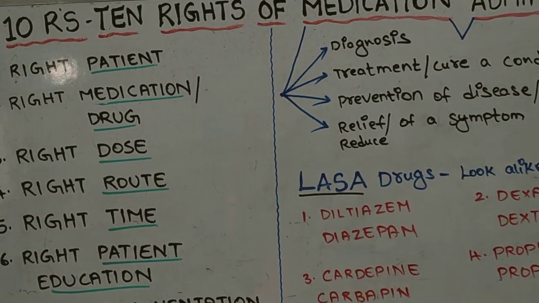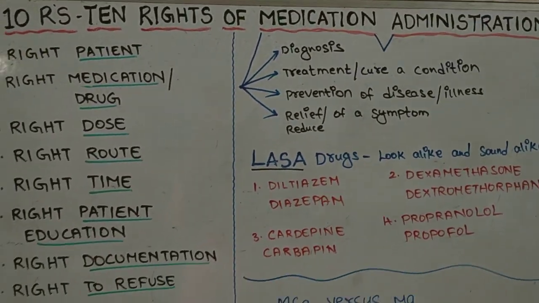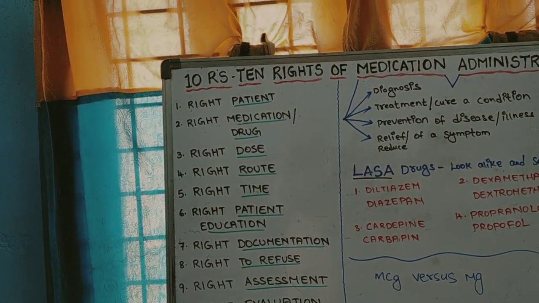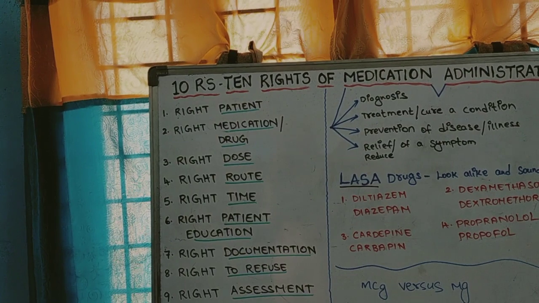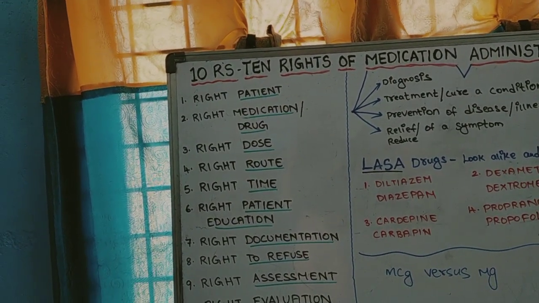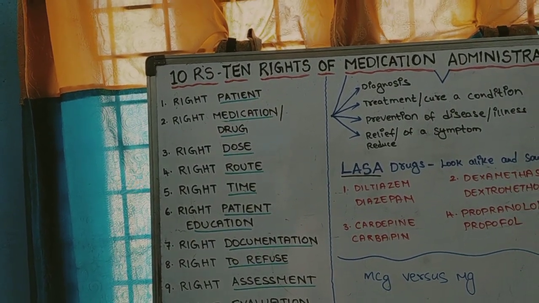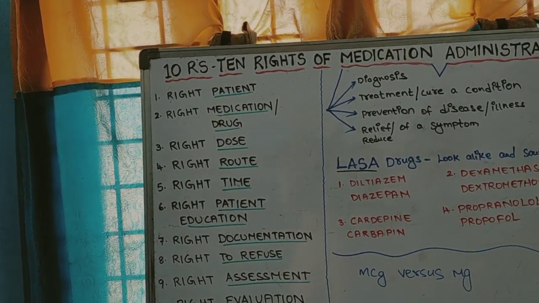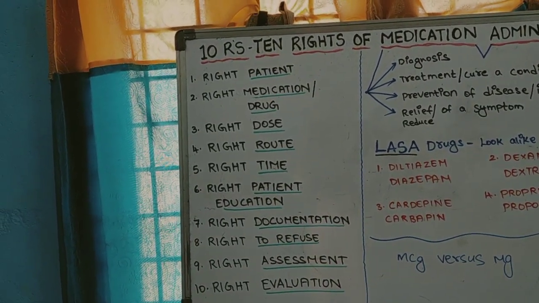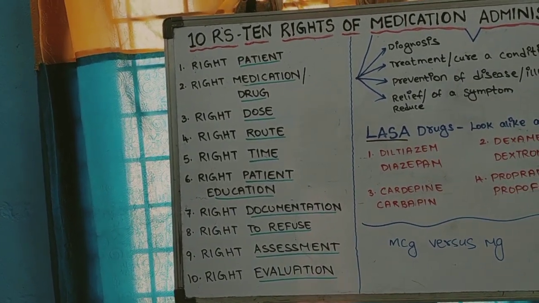The next right is right time. Medication should be administered at the right time. Administering medication at the proper time is very important. Medication should be prescribed as closely to the time as possible, and the nurses should ensure that they do not deviate from this time by more than half an hour, to avoid consequences such as altering the bioavailability or other chemical mechanisms.